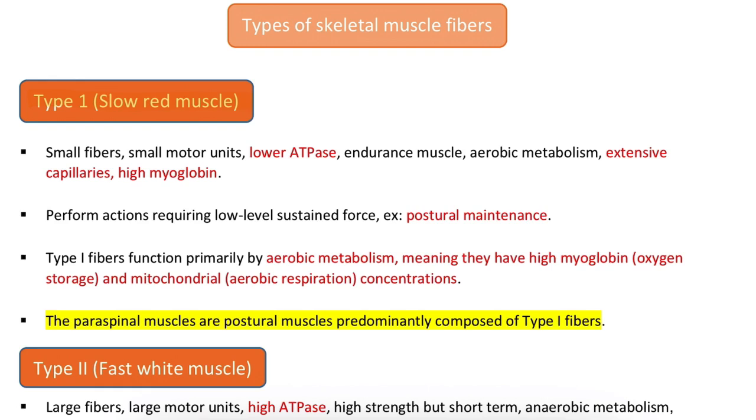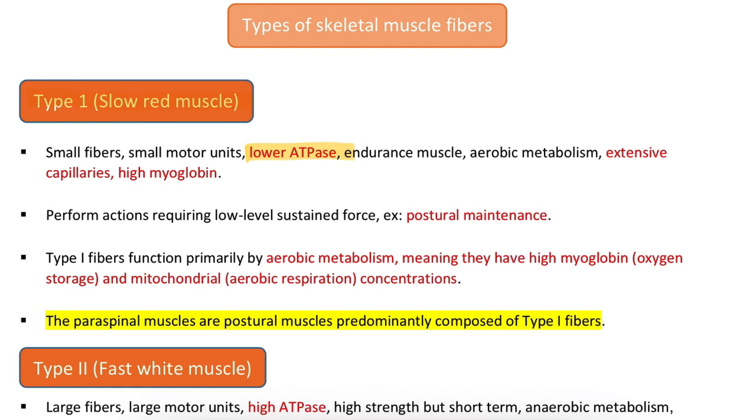Here's what you need to know as the basics. It has small fiber size and small motor units. It is activated for fine sustained control and has low myosin ATPase activity because it contracts slowly. High mitochondrial content and oxidative enzymes, and high myoglobin. Because of this high myoglobin, it gives the red appearance. Rich capillary supply, good oxygen delivery, fatigue resistant, good for endurance.